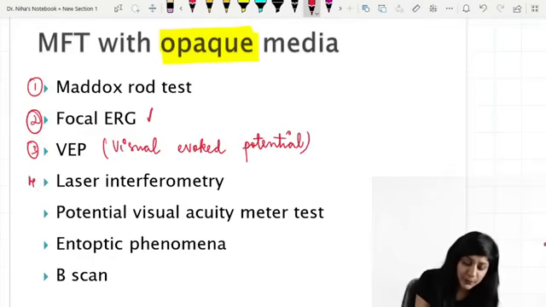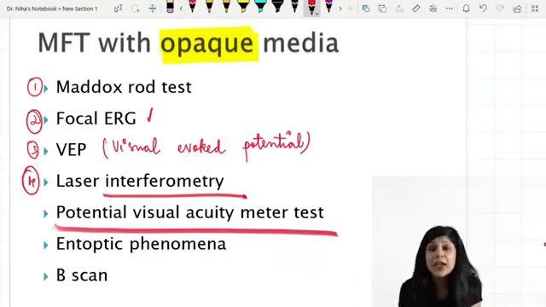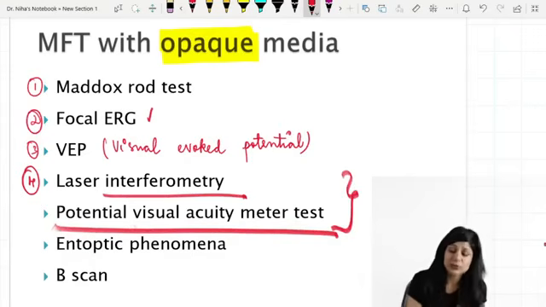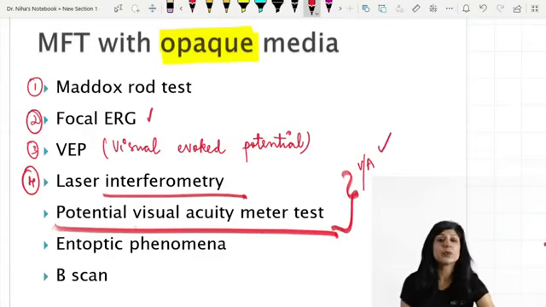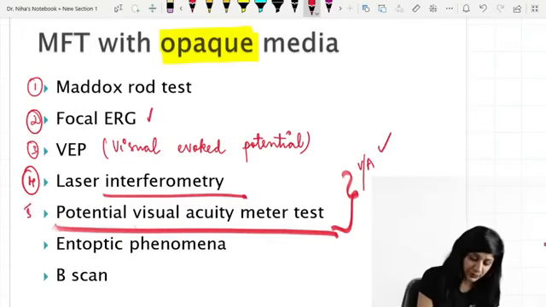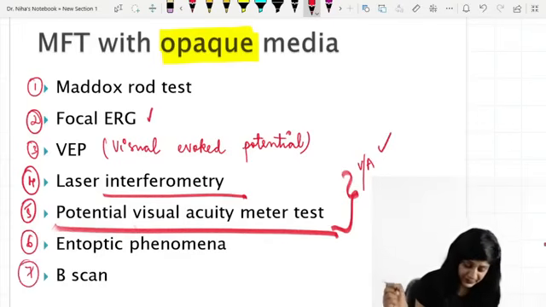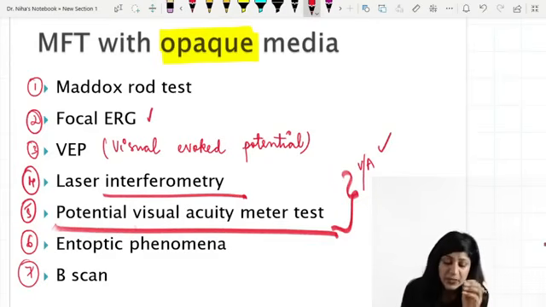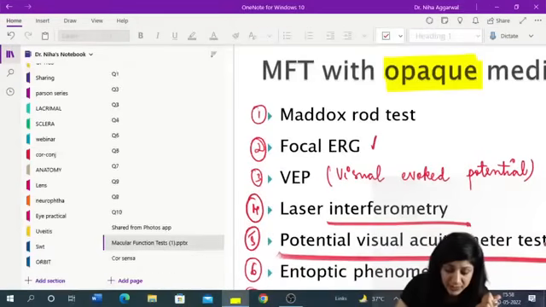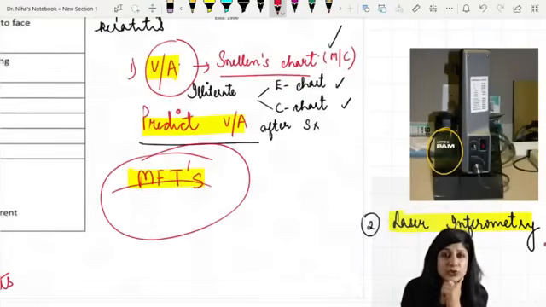Then number 4 पे what I told you, laser interferometry we can do, or the potential visual acuity meter. These are the two tests that can actually predict the visual acuity that we can have afterwards. So this will be your number 5. Then number 6 will be the entoptic phenomena, and number 7 is the B scan. So the whole list of macular function tests is again very, very important. So after a while we will be coming back to this. अभी हम देखते हैं कि और other things that we need to do. So we have done this macular function test also, right?